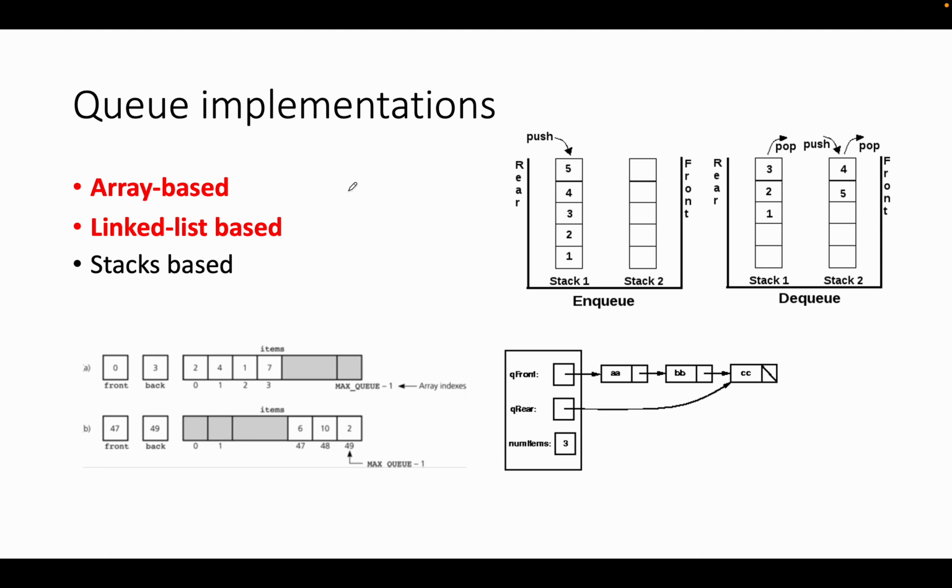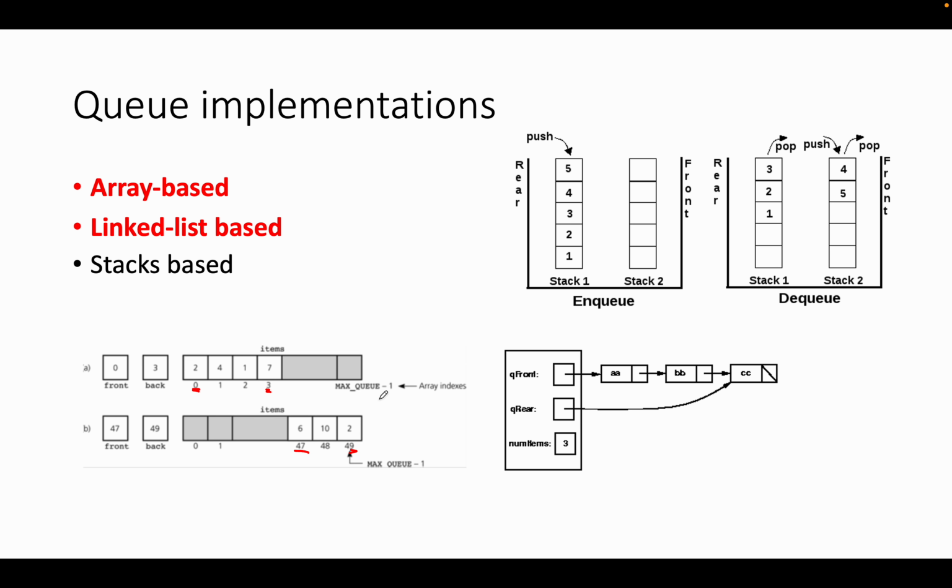This is how we can use array-based and linked-list-based queue implementation. Actually, you can use an array, a linked list, or a stack to act as a queue. Here is just the array, and you need to have front and back positions, and see where the front is and where the back is. You see 0 and 3 here, which are the values of front and back, and here are the values of front and back as well.